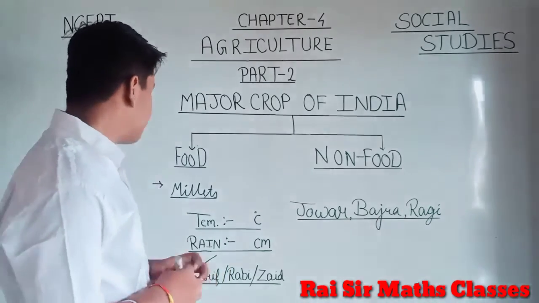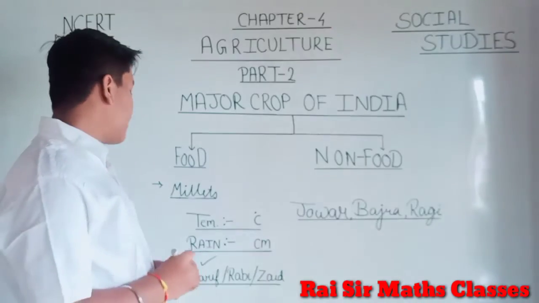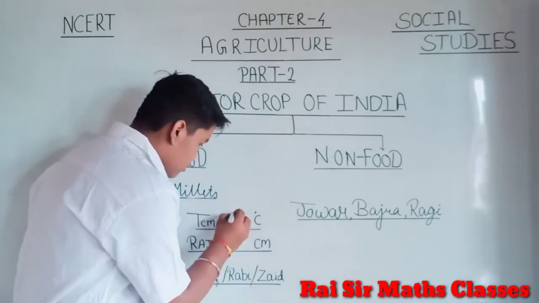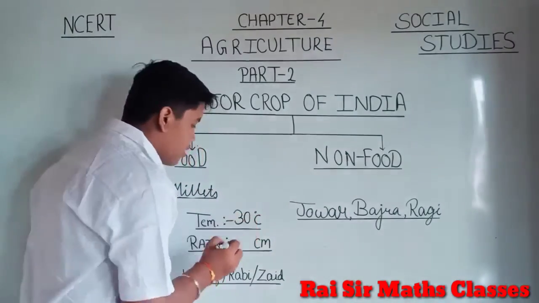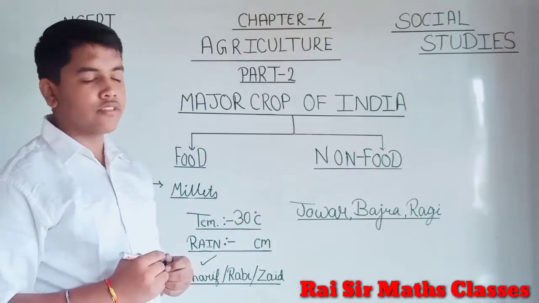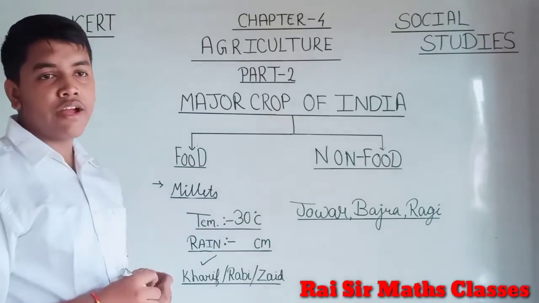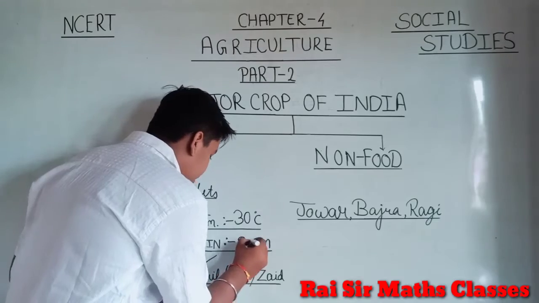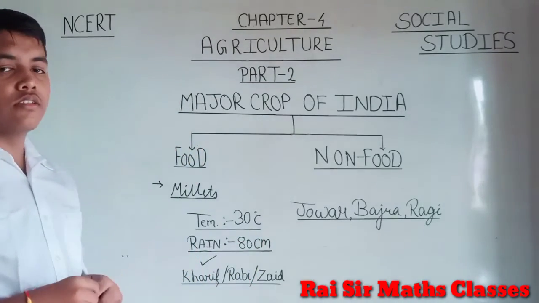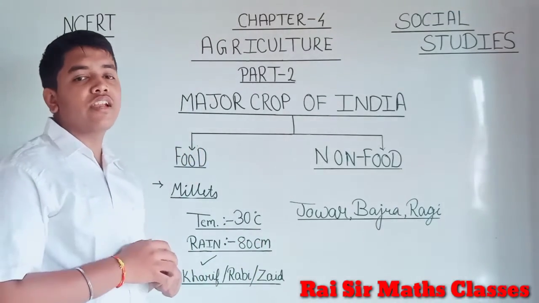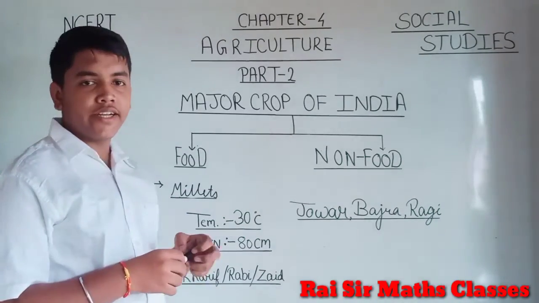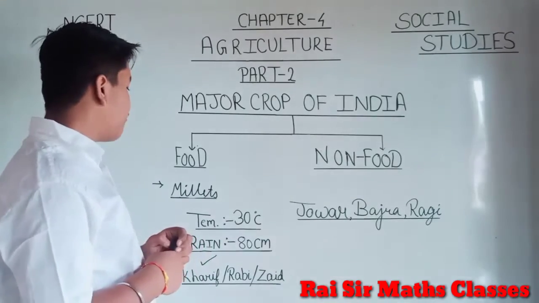Basically, the temperature required for the growth of millet is near 30 degrees Celsius, and the rainfall it requires is up to 80 centimeter, which is less than the rice. Rice requires 100 centimeter of annual rainfall and millet requires 80 centimeter of annual rainfall.